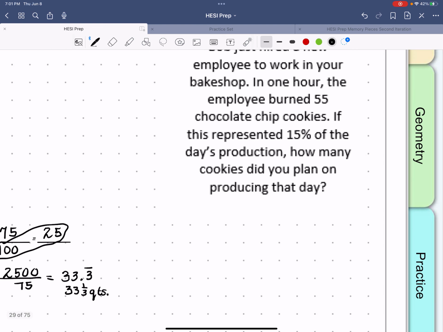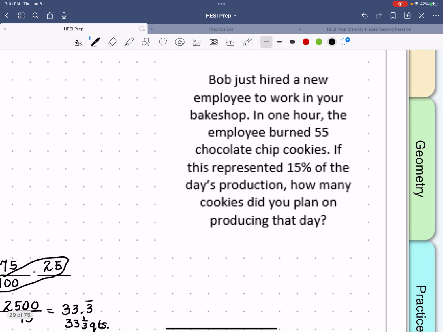And one more. Bob just hired a new employee to work in your bake shop. In 1 hour, the employee burned 55 chocolate chip cookies. If this represented 15% of the day's production, how many cookies did you plan on producing that day?